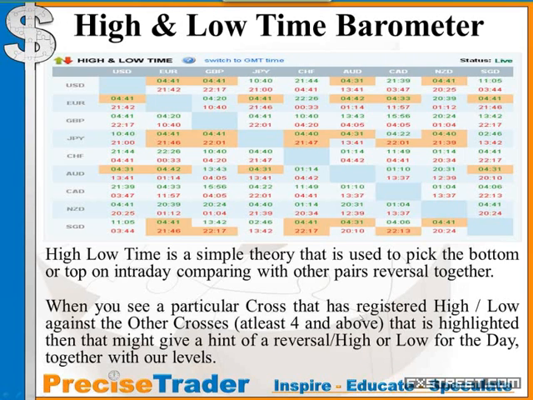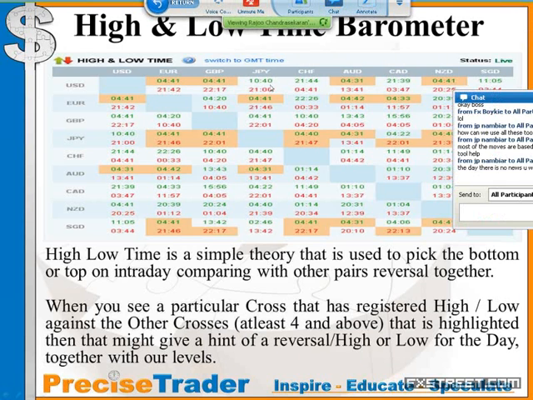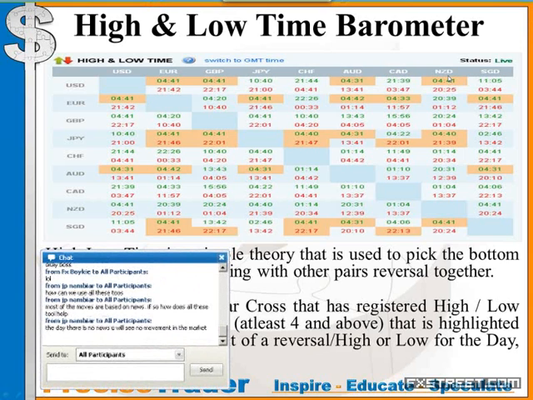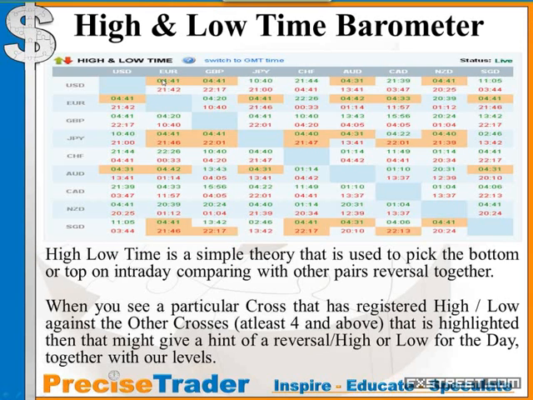So when you see a particular cross that is registered high or low against other crosses, at least 4 above, that is highlighted, then it might hint at a reversal or a high or low for the day. In this example, US dollar has made a high during the time against the euro, the pound, the Aussie, and the Kiwi. So basically, it is telling me that probably the high for the day for that cross has already been seen.